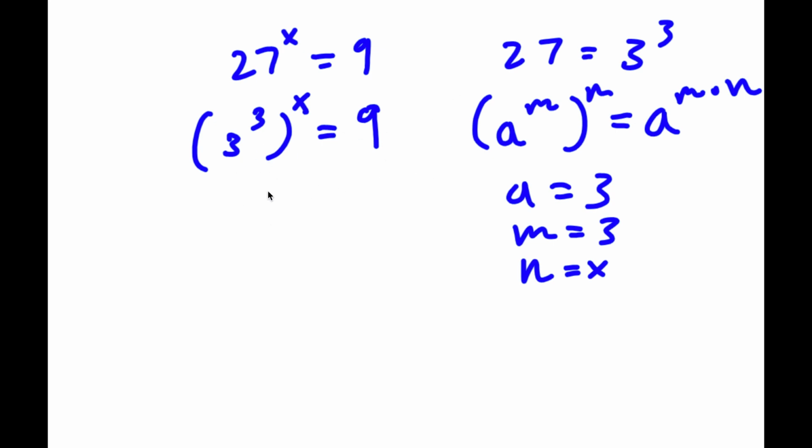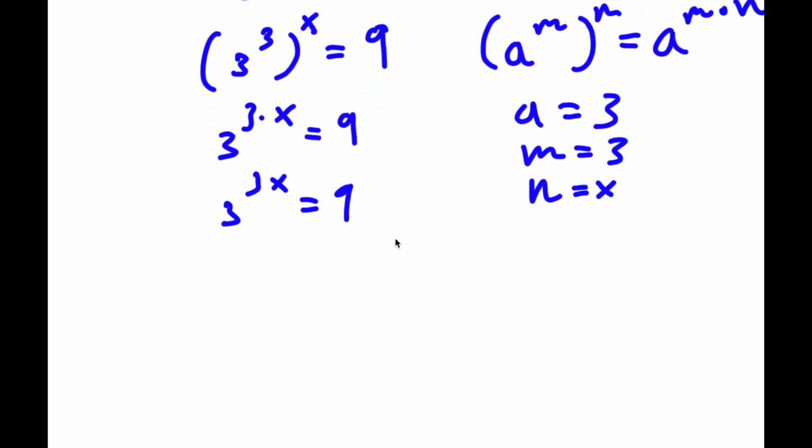So this would be equal to a to the power of m times n. So 3 to the power of 3 times x. 3 times x is simply 3x, so I have 3 to the power of 3x is equal to 9. Now 9 here is the same thing as 3 squared. So I have 3 to the power of 3x is equal to 3 squared.